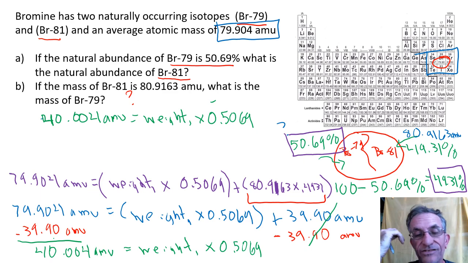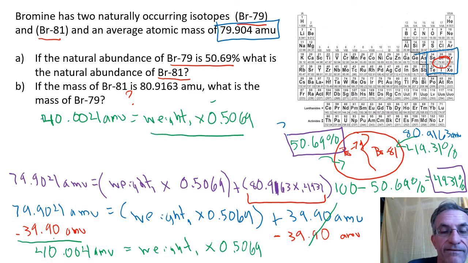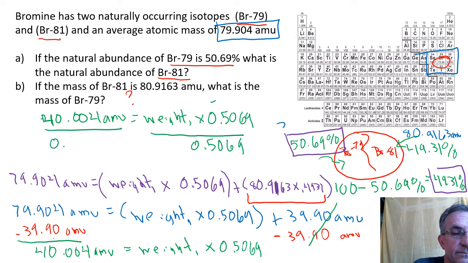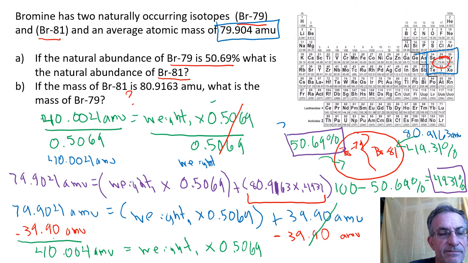So how do you move it to the other side? Well, there's a times sign in front of it. So you do the opposite and multiply. You're going to divide by 0.5069. Now, what's going to happen on the right? It's going to cancel the 0.5069, and we're left with this. So I'll be left with this. The weight equals, and then it'll be 40.004 AMU. I'm going to have to erase a little bit more.